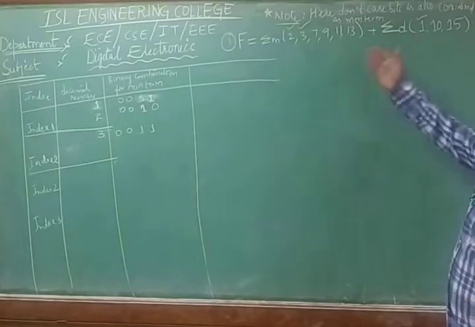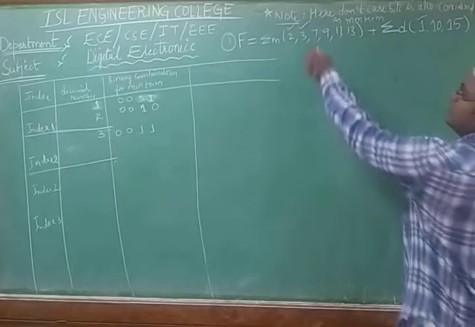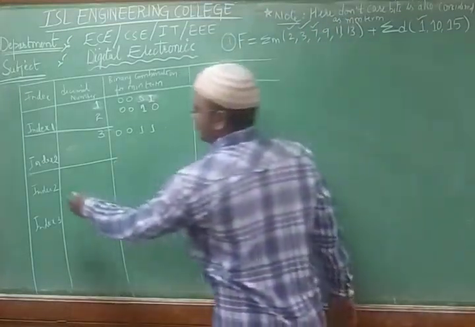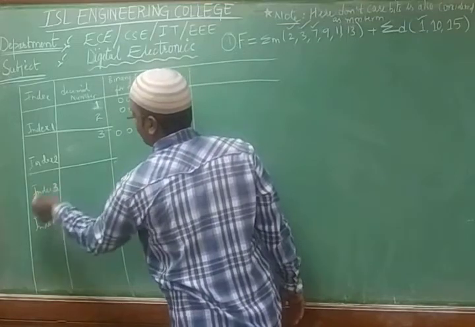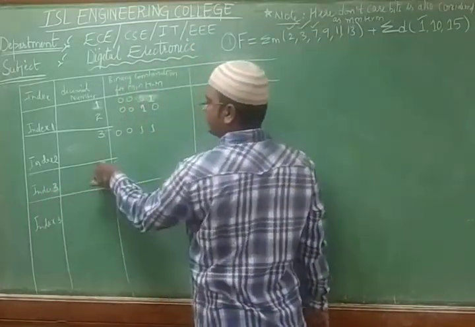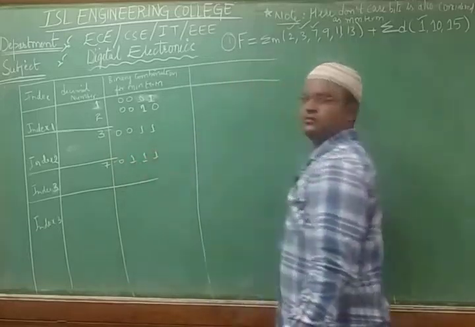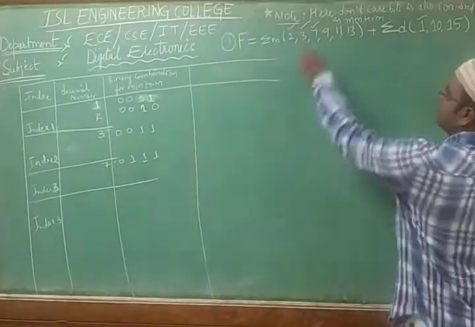Next, do we have 4? No. 5? No. Is 6 there? No. Directly we have 7. So 7 will come under index 3. So this is your index 3. Index 3, what is the value they gave you? 7. 7 is nothing but 0, 1, 1 and 1. That is 7. After that, 9.